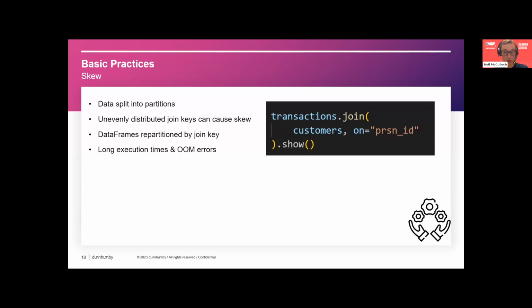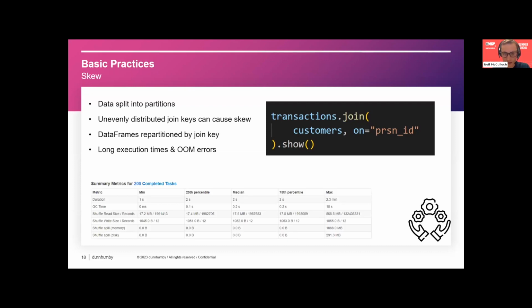There is a disproportionate number of records in transactions where person ID is set to zero. In this case, that's because zero represents the case when no loyalty card was used. So the problem here occurs when Spark tries to repartition the data frames by the join key, leading to an uneven distribution of records. So you have one executor that is processing many more records than your other executors.